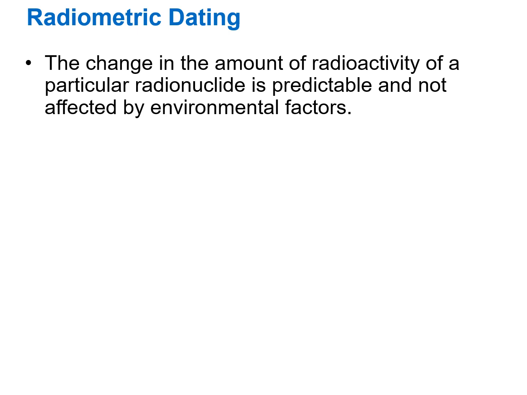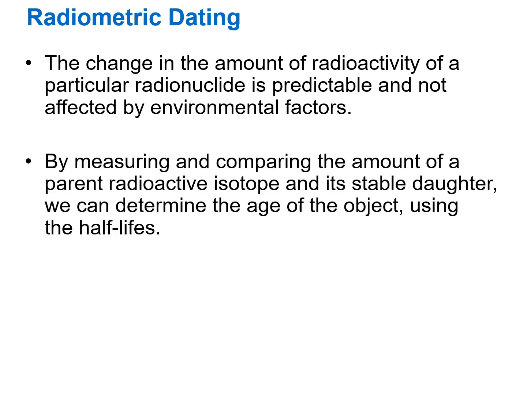So we know that we can use carbon to date things that were once alive. So how do we date things that were not once alive? Well, we can use something called radiometric dating. And what this measures is the amount of radioactivity in a particular radionuclide. And it doesn't get affected by environmental factors like C14 and C12 do. So by measuring and comparing the amount of a parent radioactive isotope and its stable daughter, we can determine the age of an object using half-life. So kind of doing some backwards math with this.